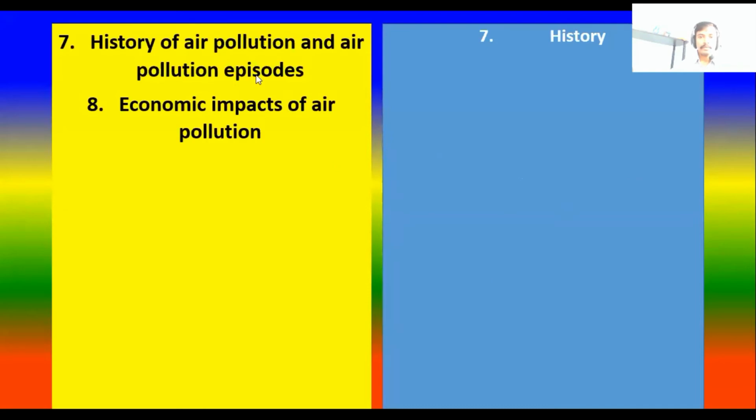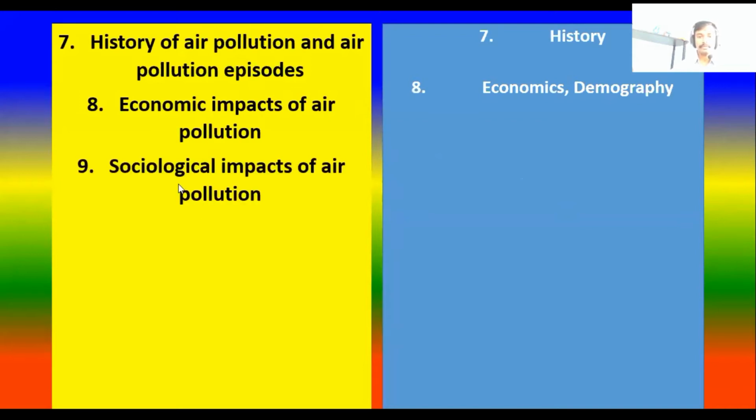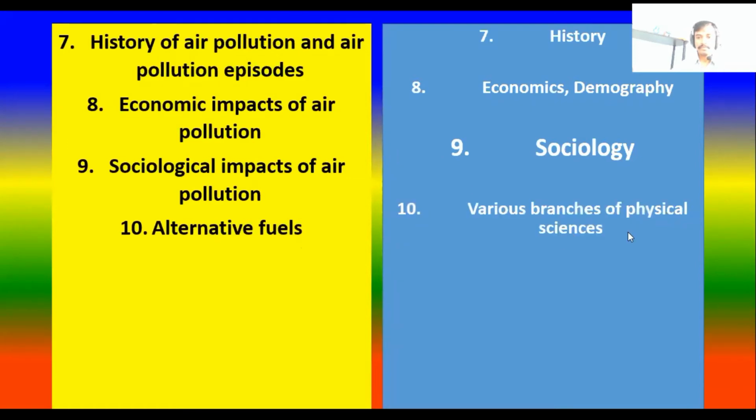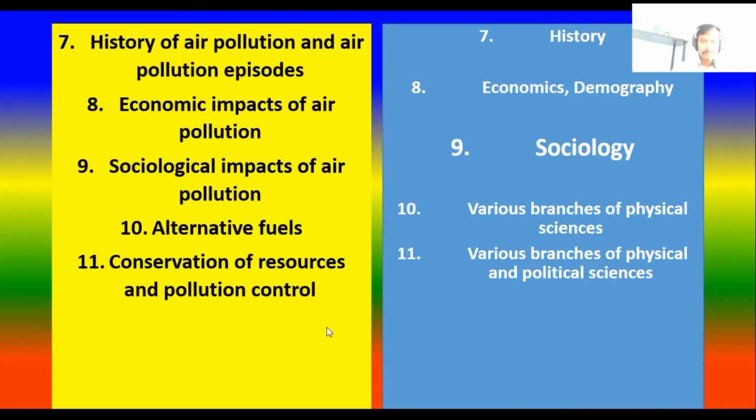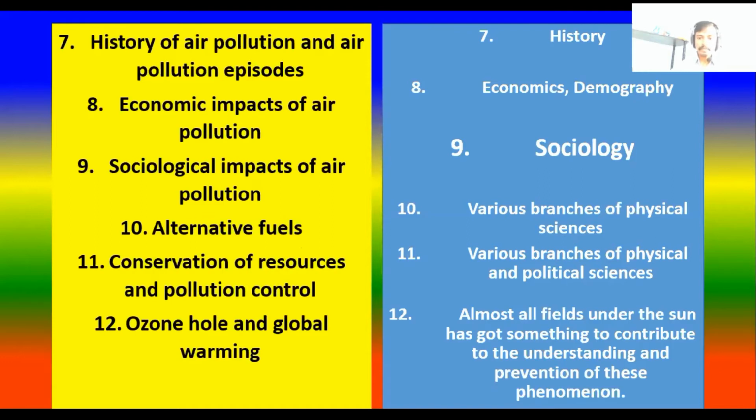Then history of air pollution, by history. Then economic impact of air pollution, economics, demography. Then sociological and political impact by sociology. Then alternative fuel and physical sciences. Then conservation of resources by various branches of physical and political sciences. Then ozone and global warming, the field including prevention, almost all fields. All disciplines should collaborate and coordinate to overcome global warming.